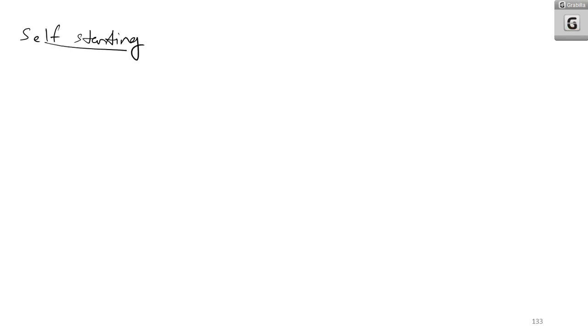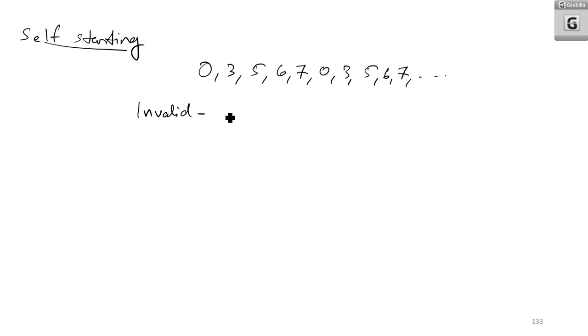Now, to have a brief about this self-starting concept. Suppose you need a counter which is counting a sequence 0, 3, 5, 6, 7, again 0, 3, 5, 6, 7, etc. See, there are invalid states here. The invalid states are 1, 2, 4.